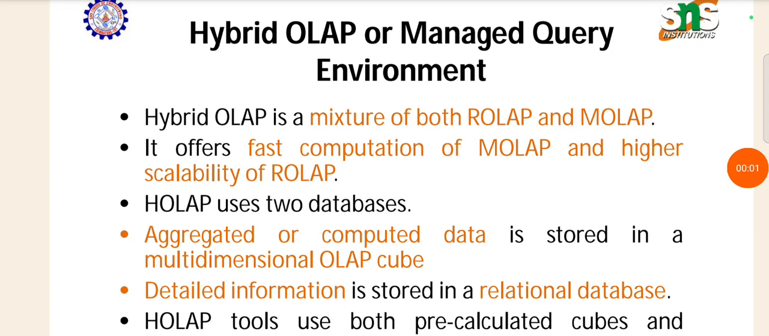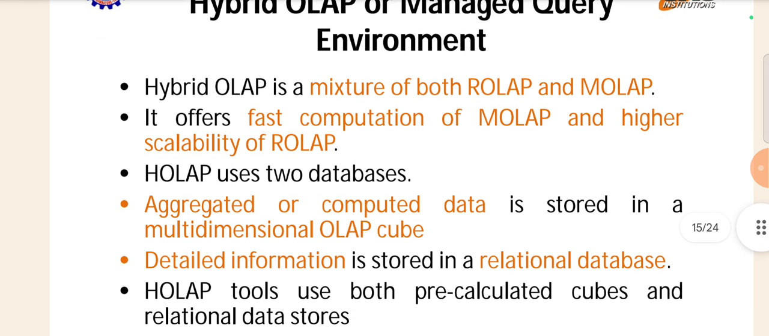In the last section, we have seen about ROLAP and MOLAP. Now we are going to see about the hybrid, that is HOLAP, with the help of the managed query environment. Here the hybrid OLAP is the mixture of both relational OLAP and multidimensional OLAP, and it offers the fast computation of MOLAP and the higher scalability of ROLAP. So HOLAP uses the two databases.